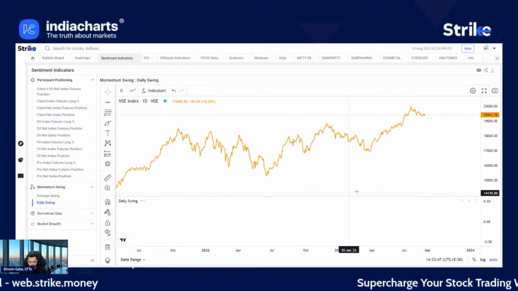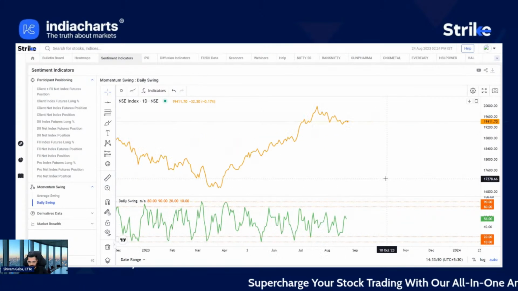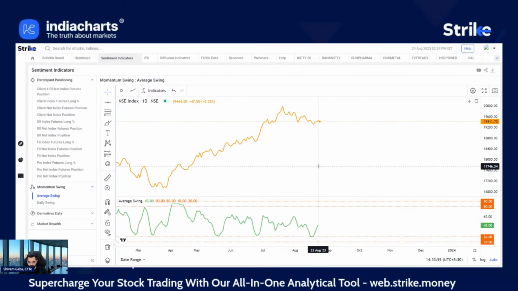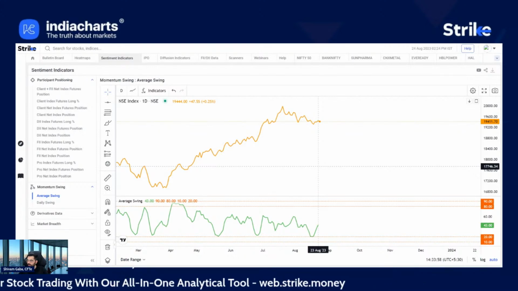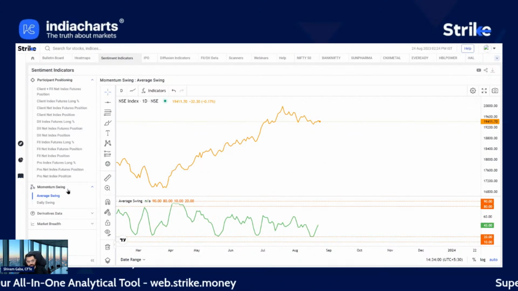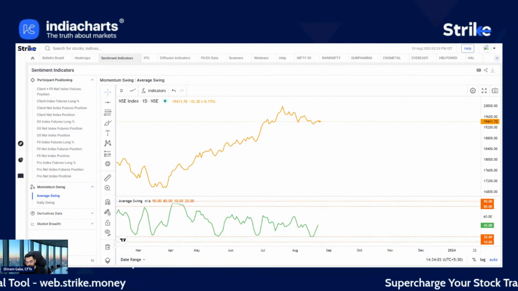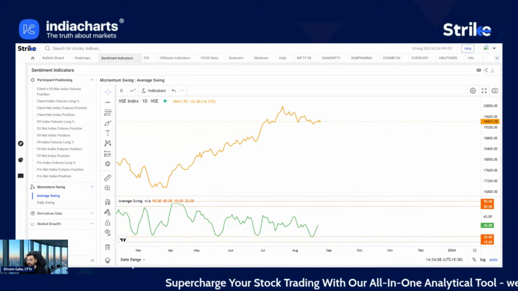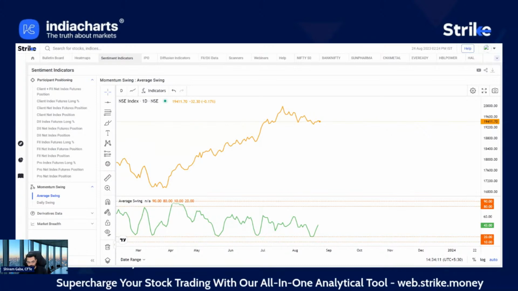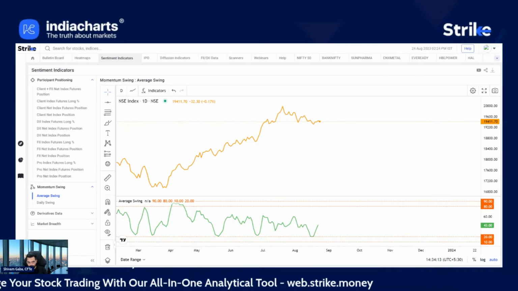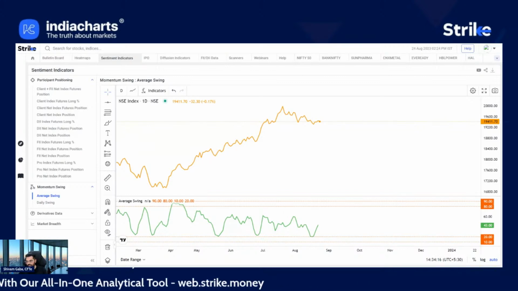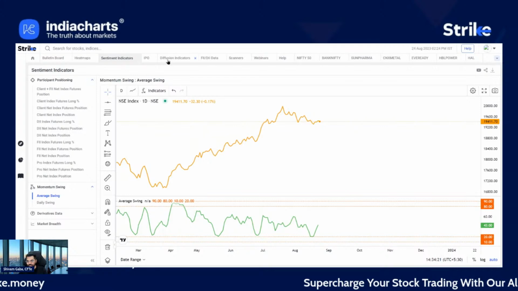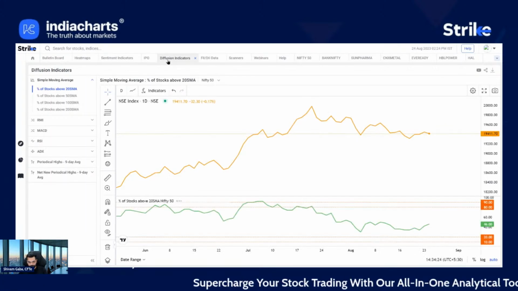In terms of the momentum swing, as of yesterday it was pretty much flat, and the average swing has picked up to 43. So for those who are new here, momentum swing is a sort of sentiment indicator that we calculate based on whether the momentum is rising or falling in underlying FNO stocks. So we calculate a percentage based on how many stocks are showing rising momentum and how many are showing falling momentum. So that is a way to judge sentiment in a broader context.